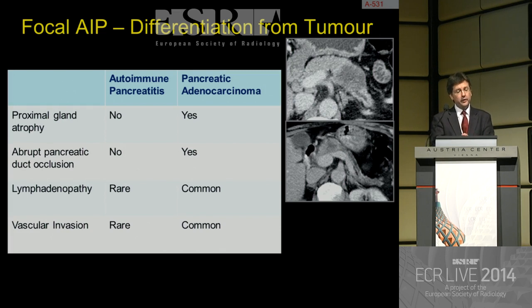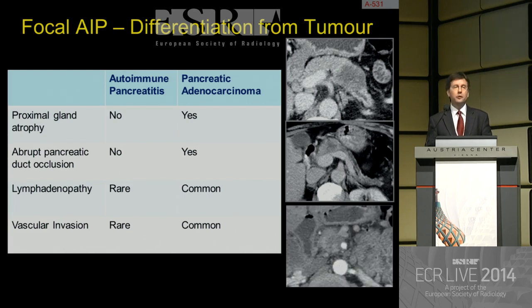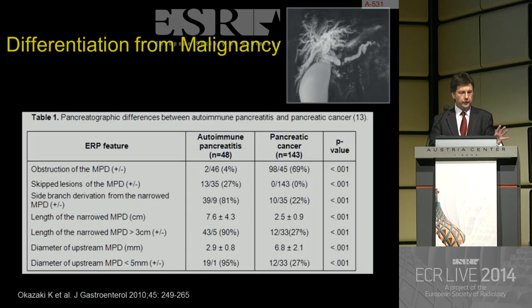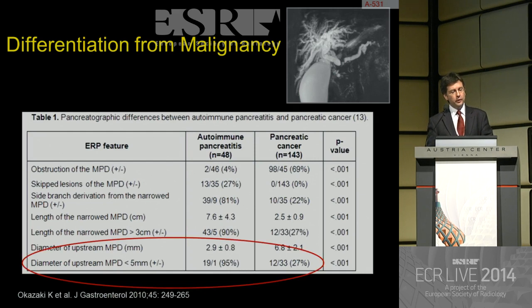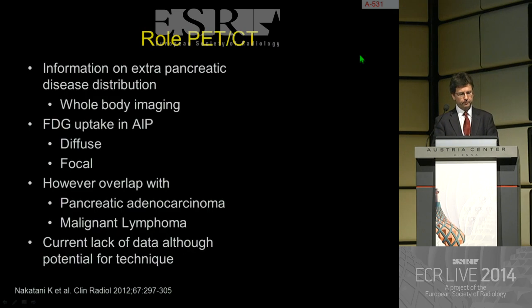Lymphadenopathy is rare in autoimmune pancreatitis around the pancreas, but more common in adenocarcinoma, and obviously vascular invasion is much more common in adenocarcinoma compared to autoimmune pancreatitis. Now, a word here about differentiating from the ductal side. I've talked about the degree of stricture being greater than 3 centimeters, and importantly here from this paper from Ozaki, the diameter of upstream dilatation is less than 5 millimeters in the majority of cases within autoimmune pancreatitis. In other words, ductal dilatation being greater is going to be more commonly seen in pancreatic adenocarcinoma.